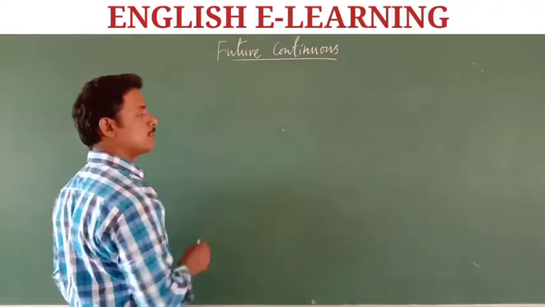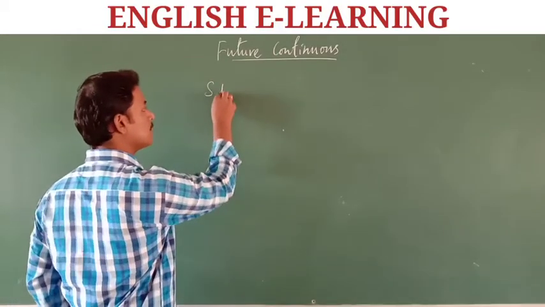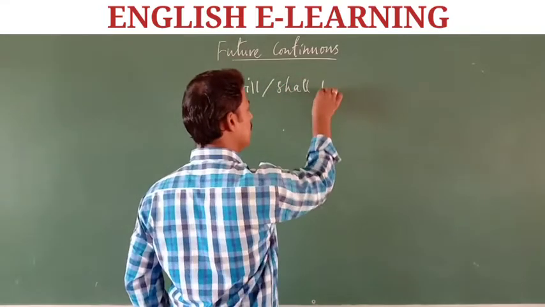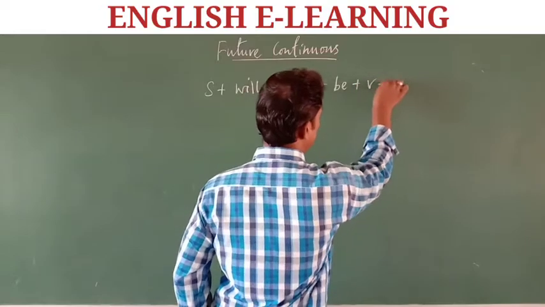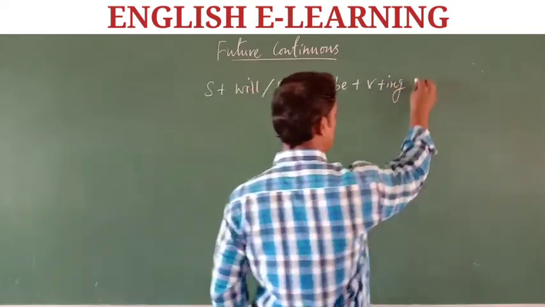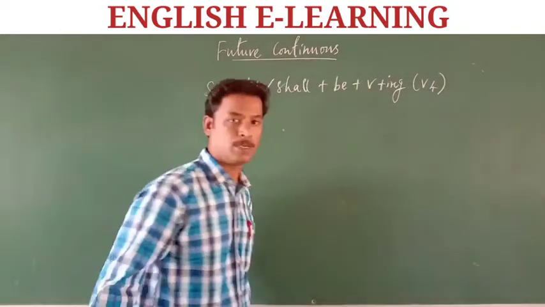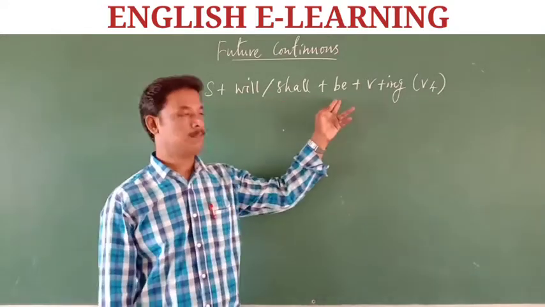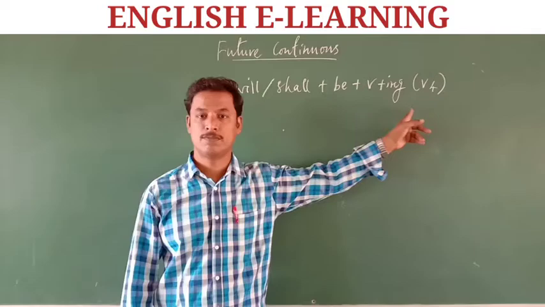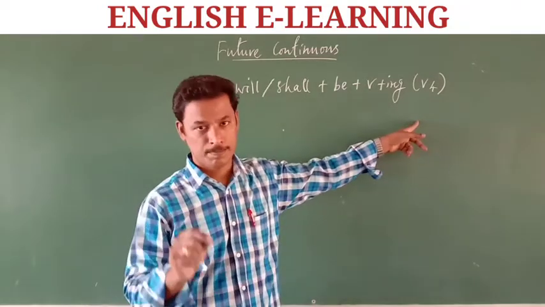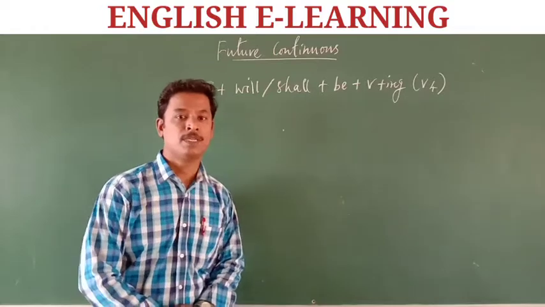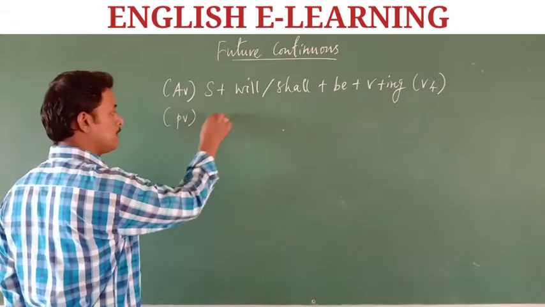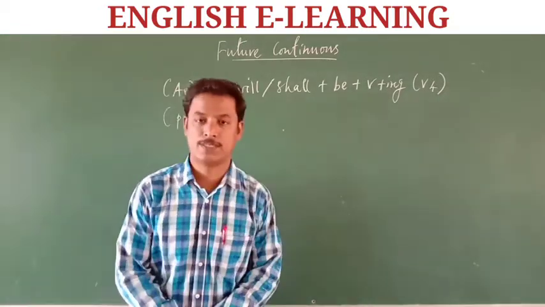The structure of this future continuous is subject plus will or shall plus be plus verb plus ing. That is verb 4. That means present participle. Right. It is in active voice. There is no passive form for future continuous.